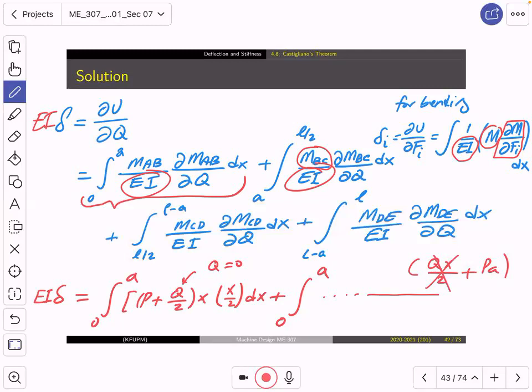The integration is very easy. X becomes X square over 2. You have a constant, you have X, and that's it. It's a definite integral. You don't need to put a constant. You don't need to do anything.